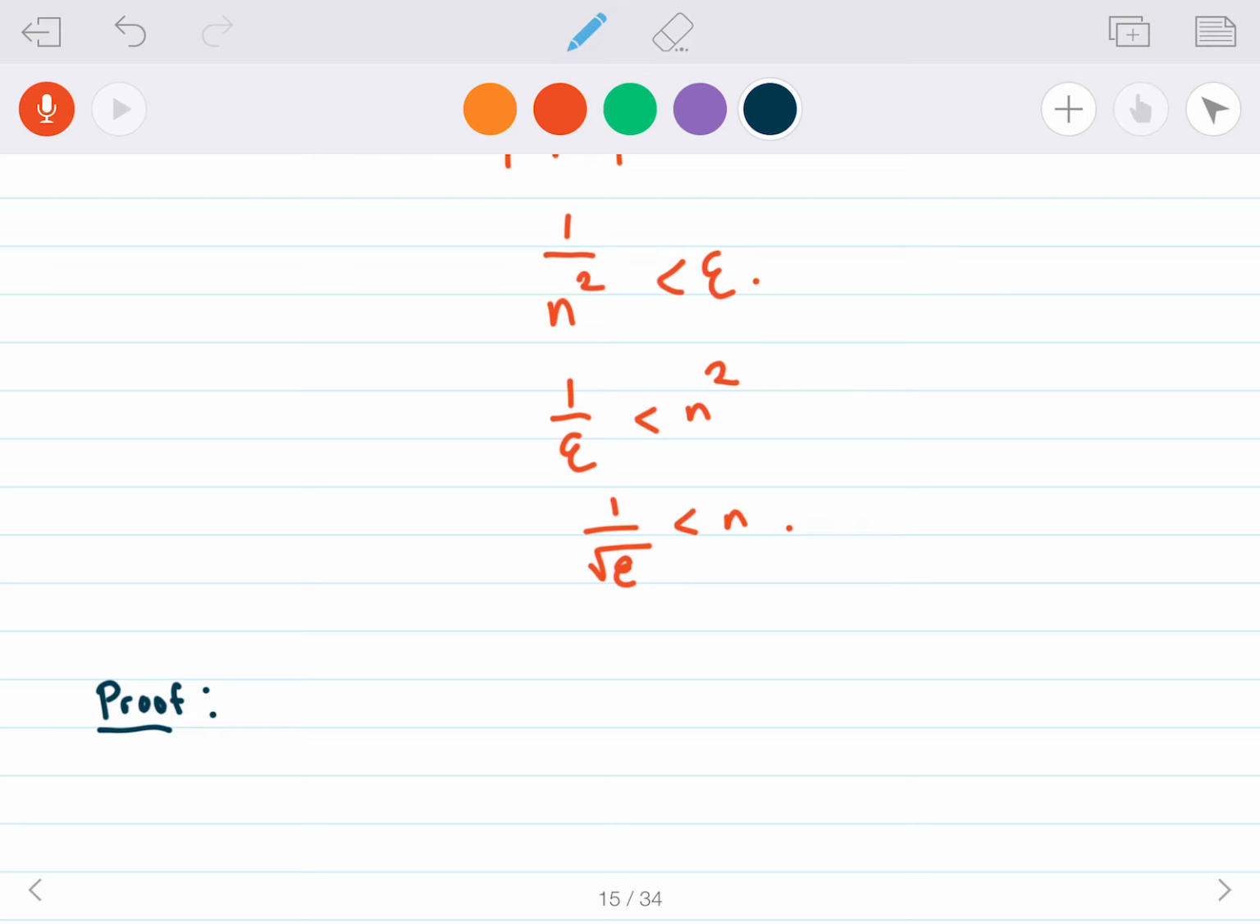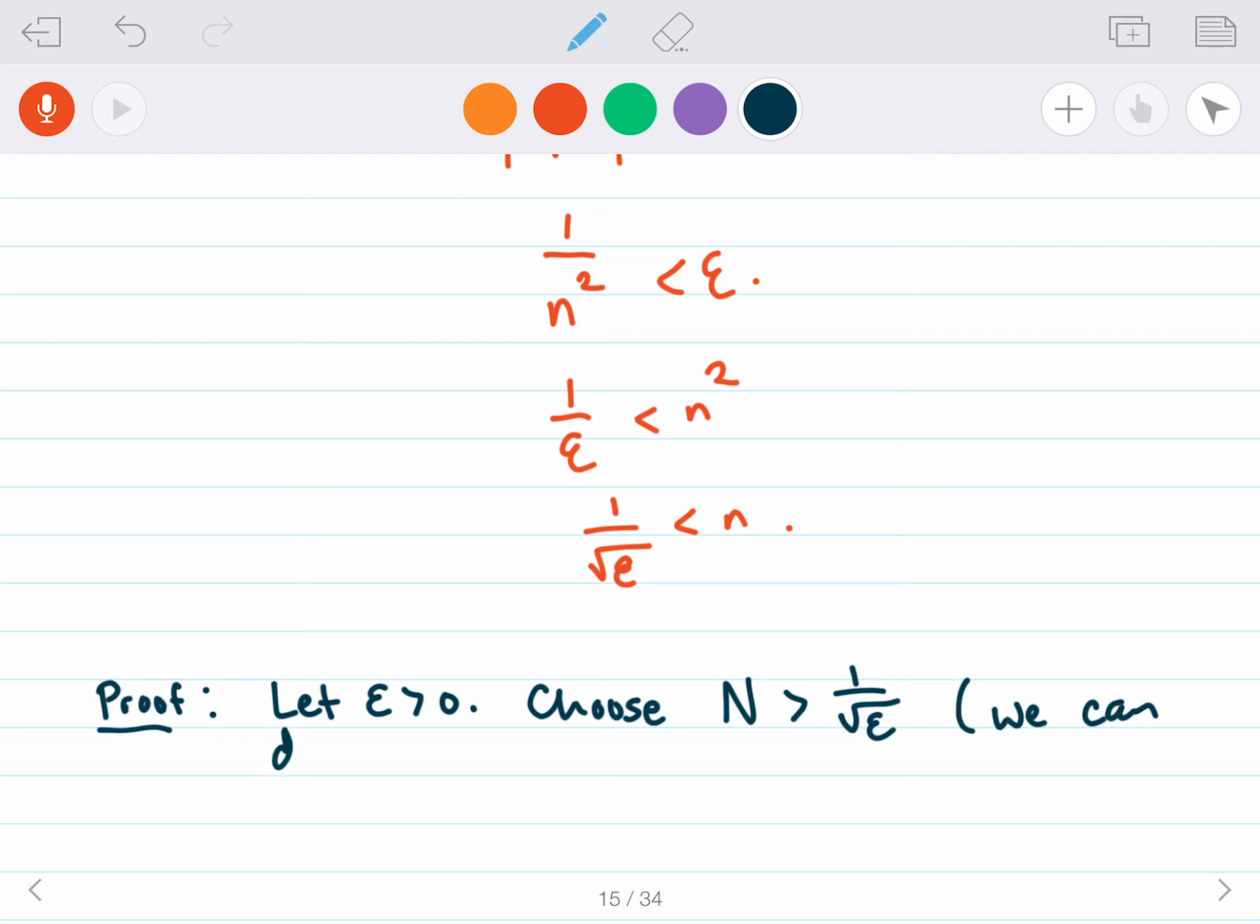Okay, so here's the proof. What's the beginning? Get it tattooed. Let epsilon be bigger than 0. And then we're going to choose our capital N. So choose capital N bigger than 1 over root epsilon. And just in parentheses, we can do this by the Archimedean property. Oh, I know why. Okay, I just literally thought of this while I was writing.